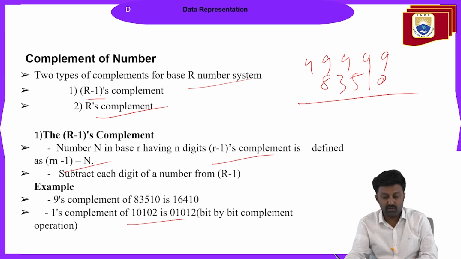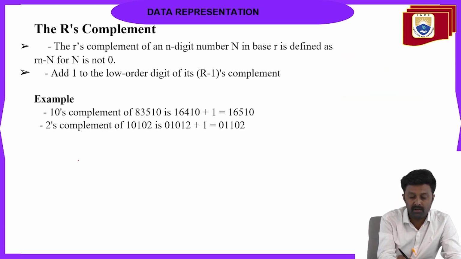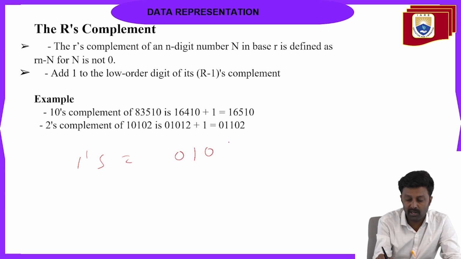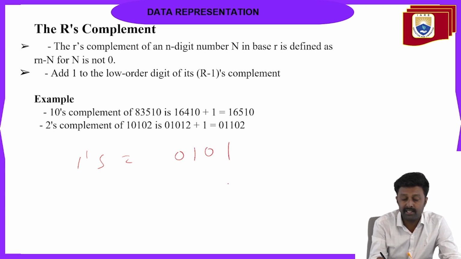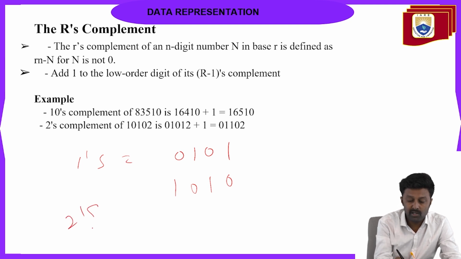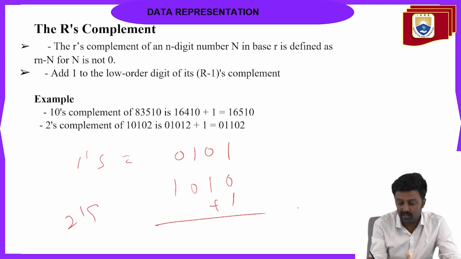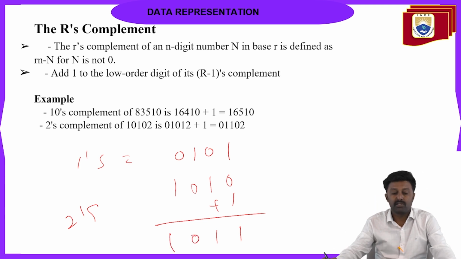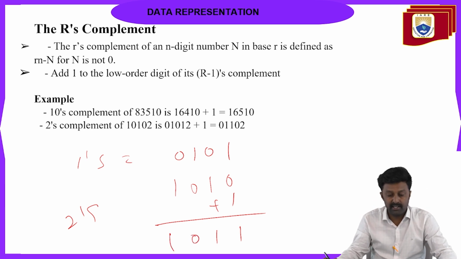First we'll see the 1's complement of a number. Let us say this is 0101. The 1's complement is obtained by representing 1 by 0 and 0 by 1. Then for the 2's complement, if we add 1 to the 1's complement, we get the 2's complement. This is how we represent the 2's complement.